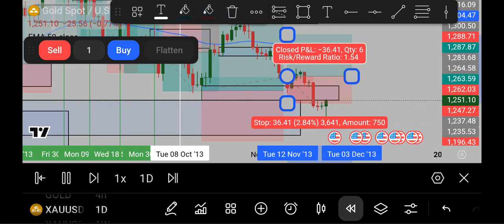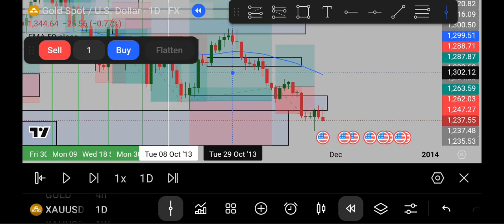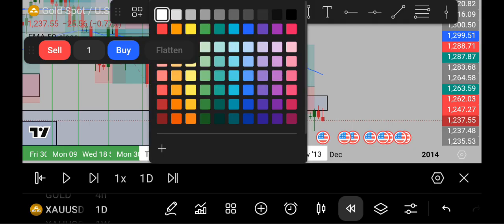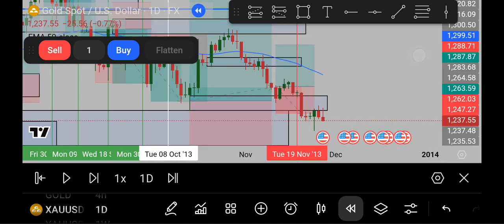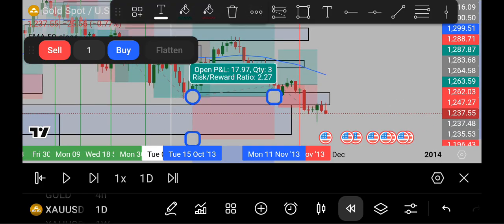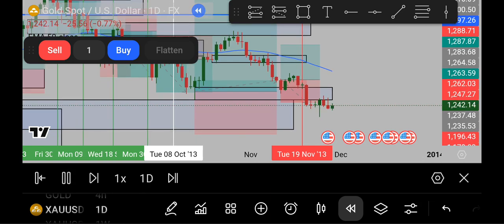This one hit stop loss. Okay, I will mark it with a red candle. I'll mark it with a red line like this. Then we wait for this one to hit stop loss also.